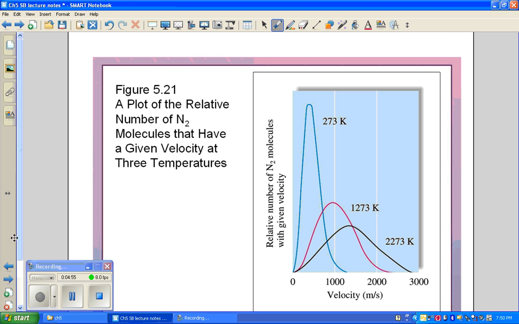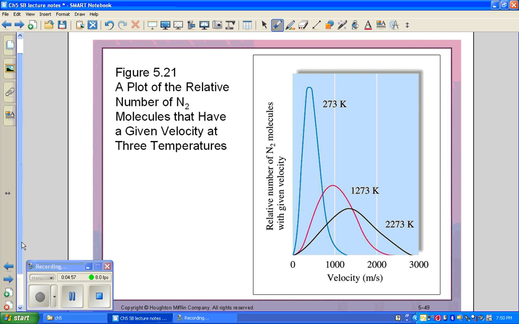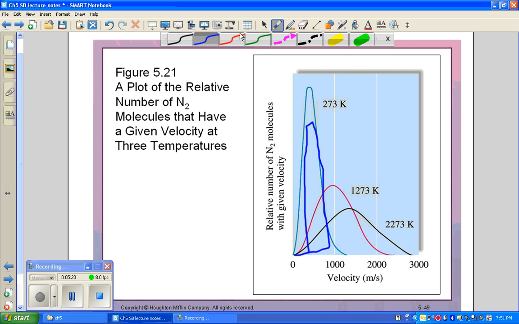If we take a look at a plot of nitrogen molecules that have a given velocity at 3 different temperatures, you can see that at a pretty low temperature, 273 Kelvin, as compared to these other 2 temperatures, the velocities that those gas molecules have fall in a much smaller range. If you take a look at this wide range of all those gas molecules when you increase the temperature, the spread is much greater.